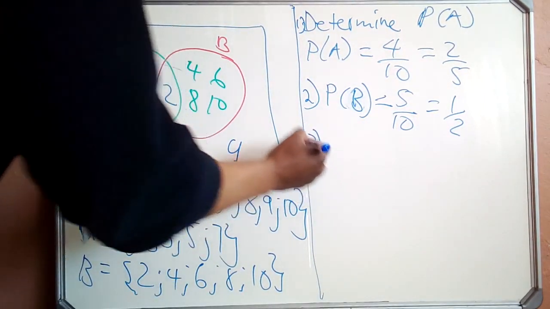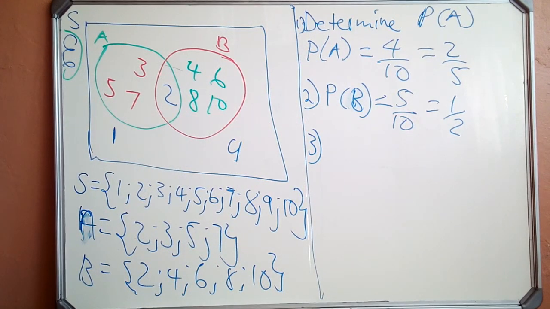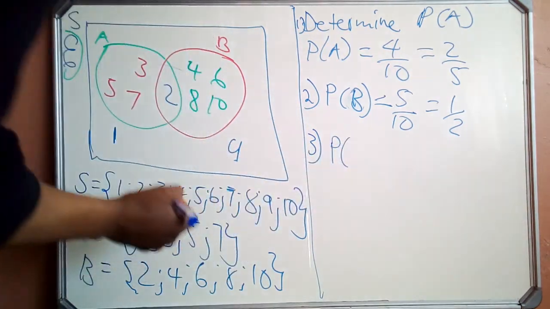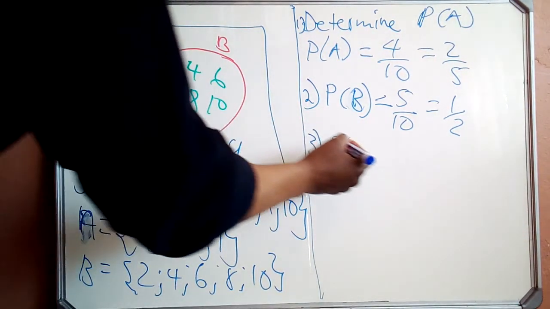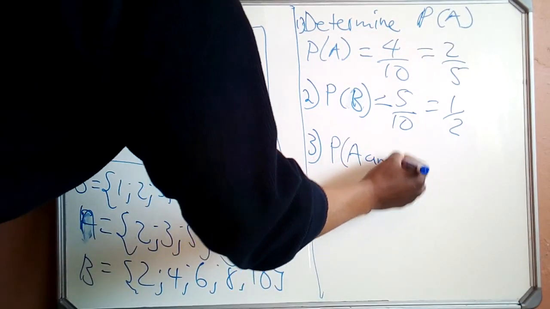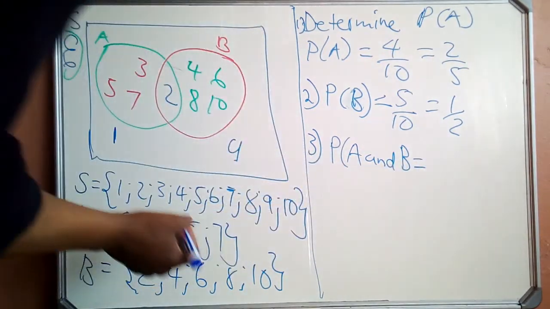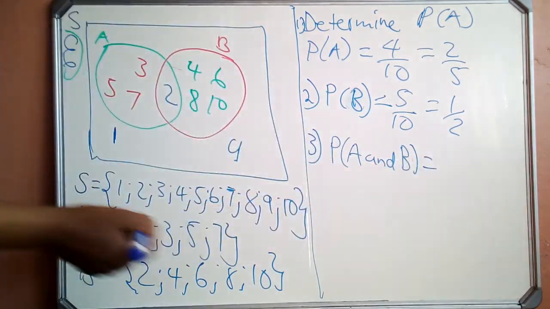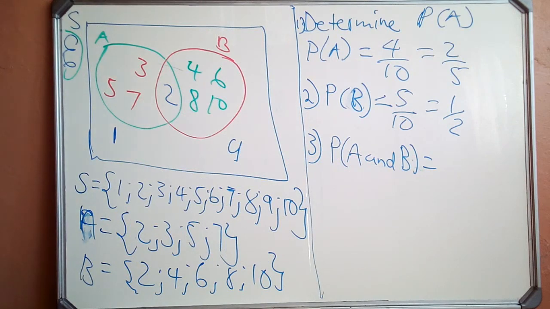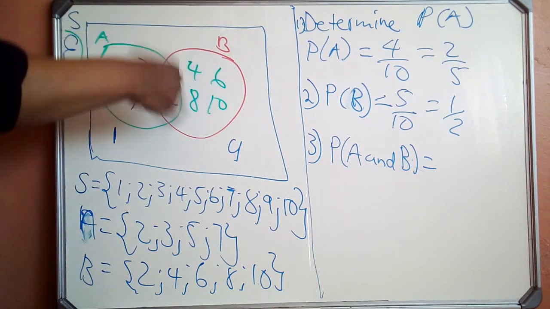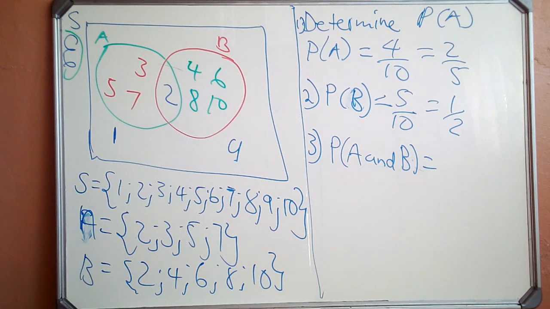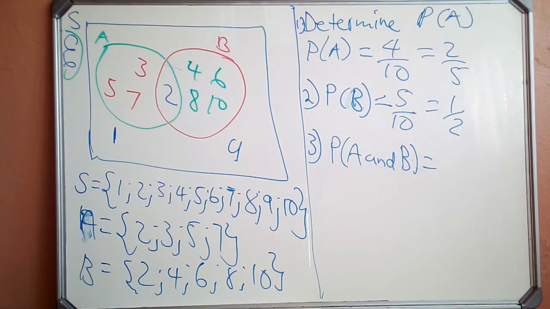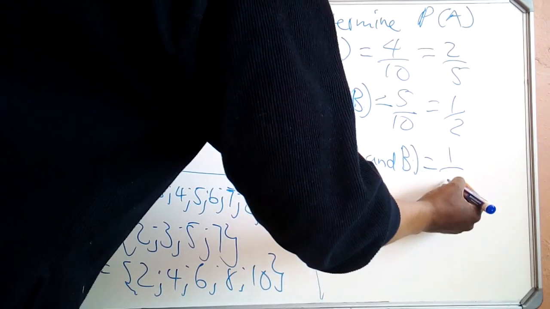Okay, and then we go to 3. In 3 we are looking at the probability of event A and B. Now A and B, sorry, I forgot the bracket to close off. A and B there is the intersection of A and B. What's the probability of that? We've got only one element that fits in there, so it's going to be 1 over 10.